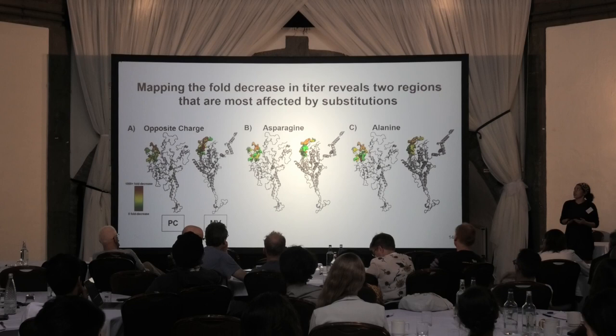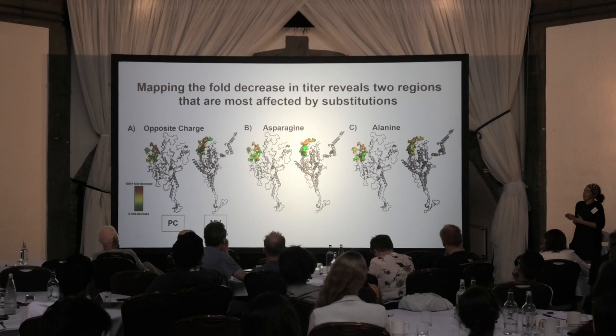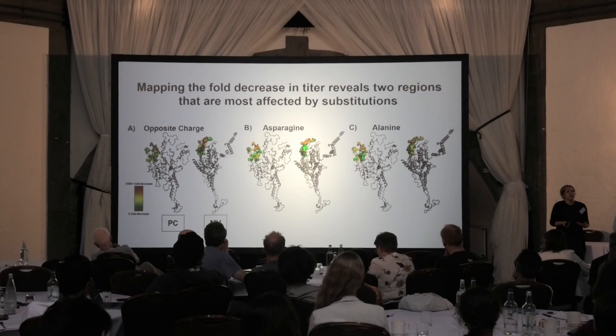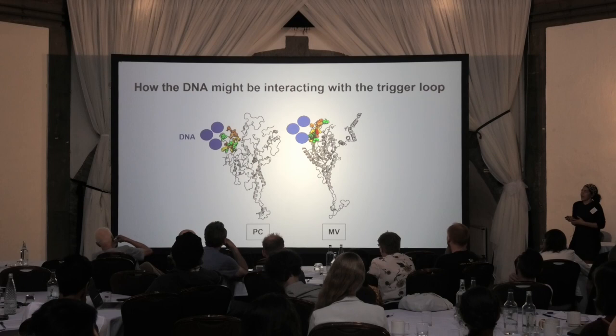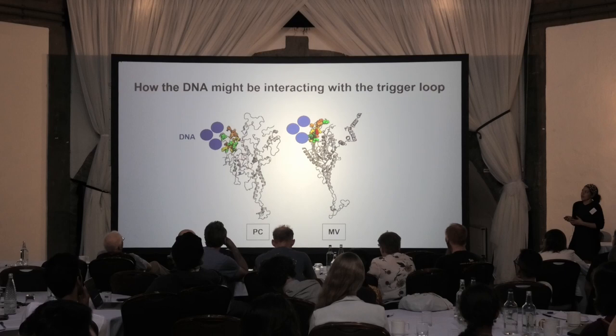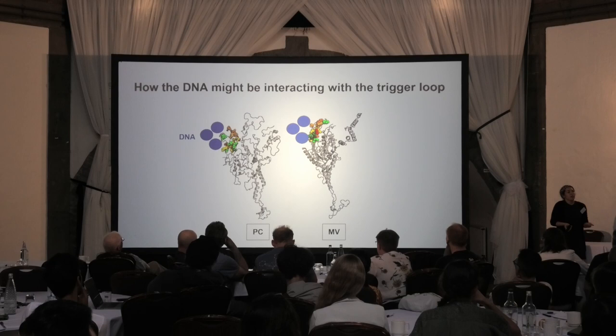But ultimately, we do see a consistent pattern across these when we change to either opposite charge, asparagine, or alanine. Up at the top here, we see consistent orange, and then down at the bottom, there's also some orange and yellow. These two regions seem to be most affected by the mutations. If we think back to how this DNA might be wrapping around the trigger loop, that might make some sense. If our top ring of DNA interacts with the upper region of the loop, and our bottom ring of DNA interacts with the lower region of the loop, that may explain why mutating residues in these two regions results in such a decrease in phage production.